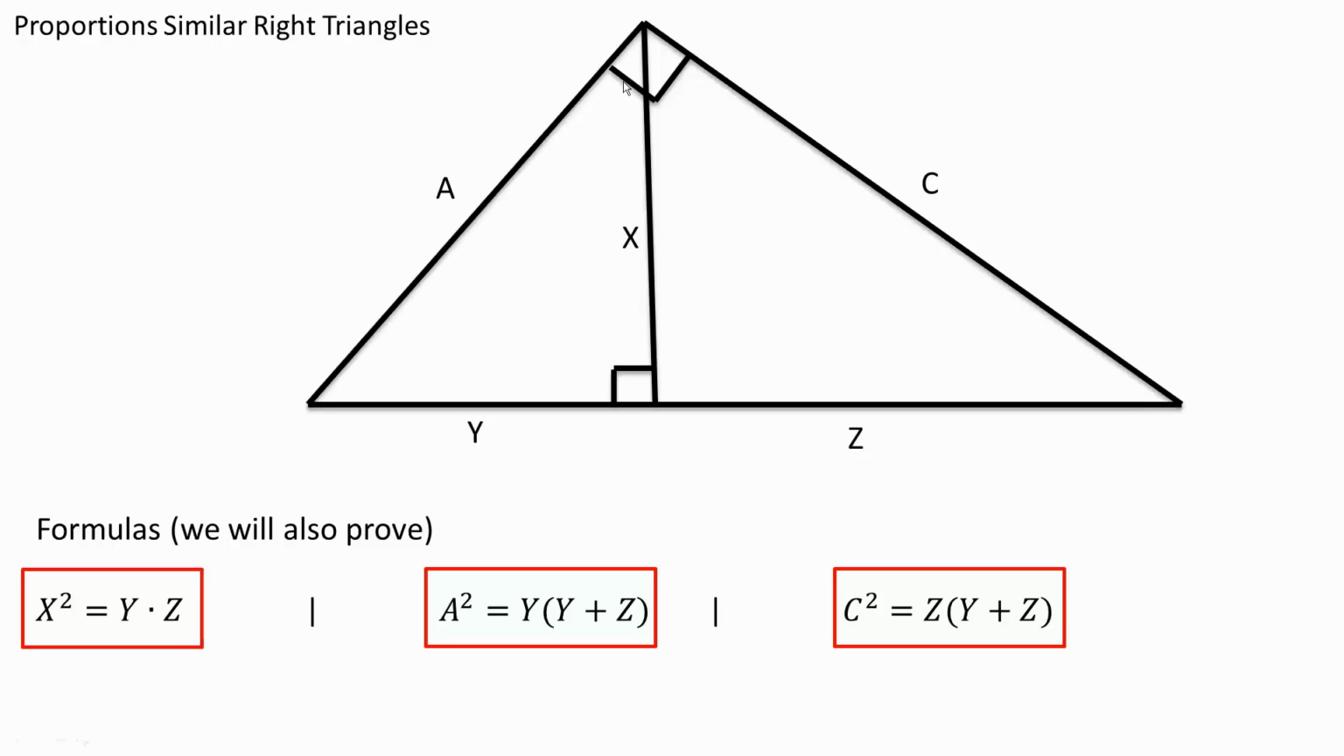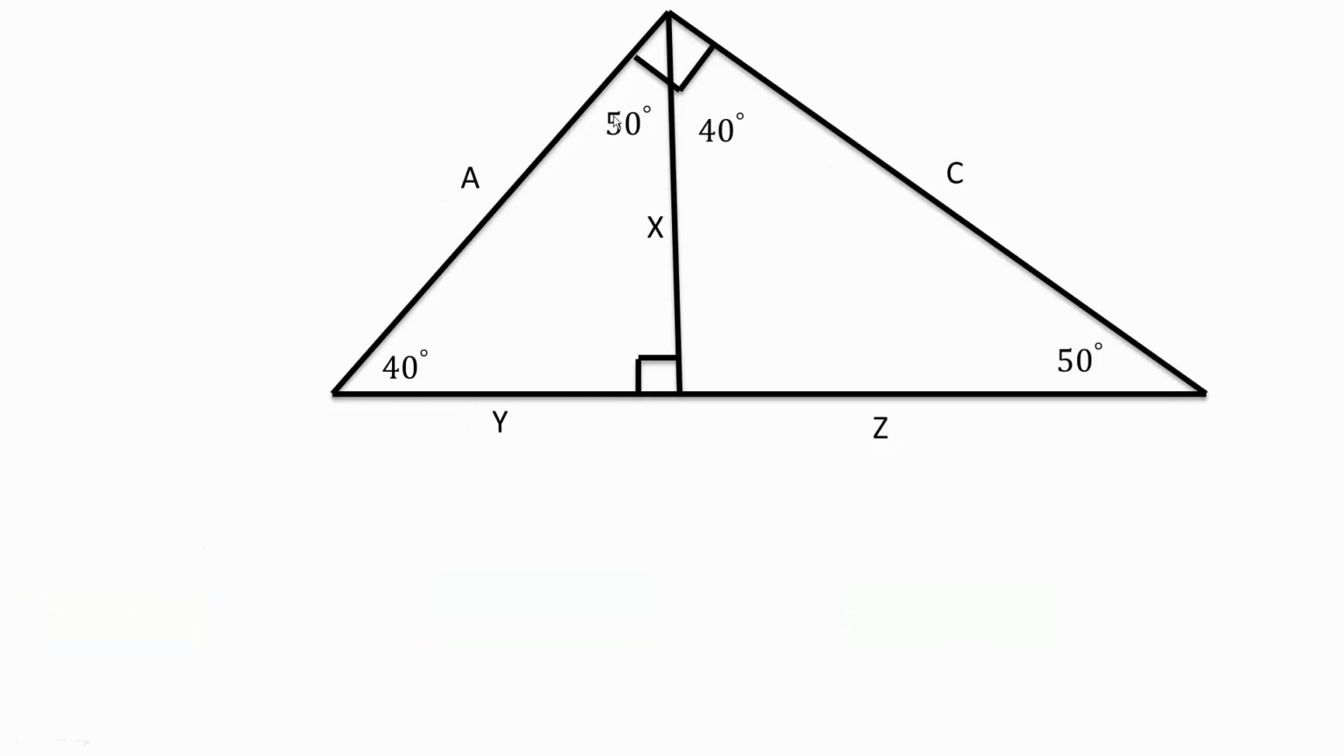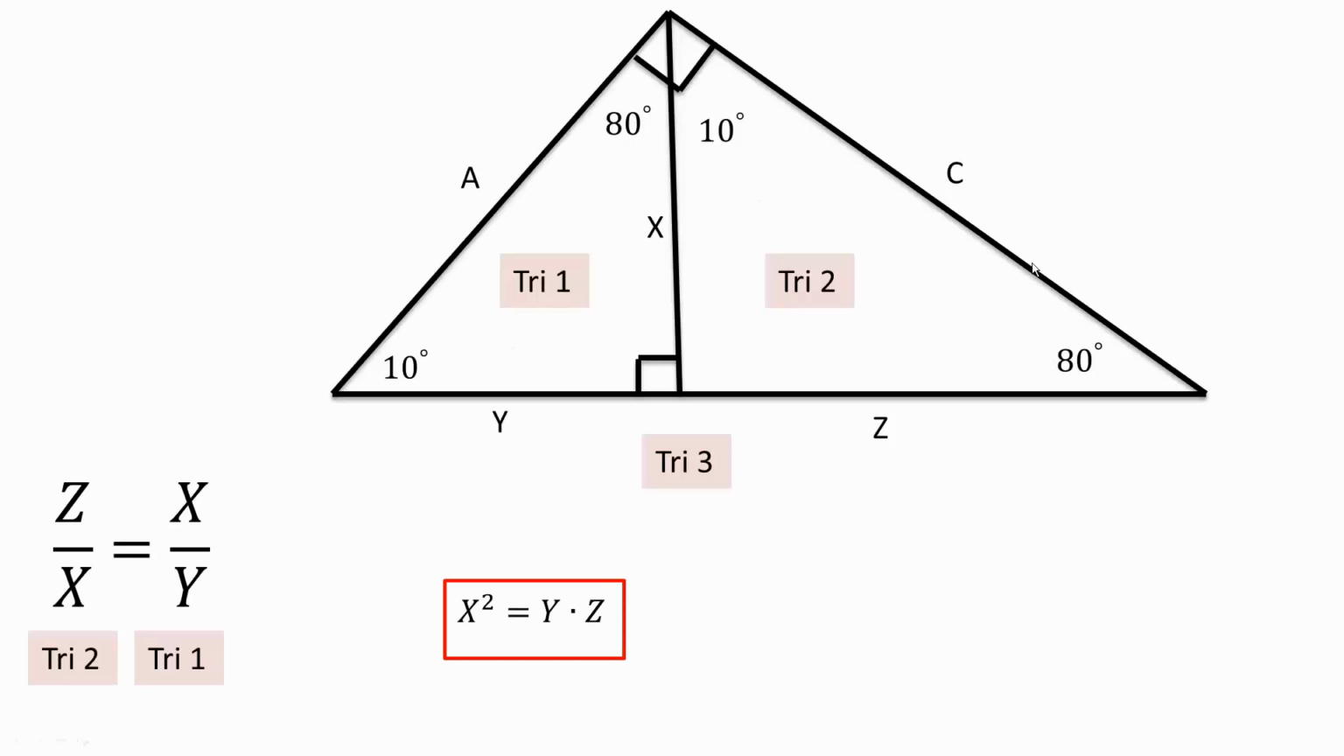And so if I said this was 20, this was 70, then this is also 70, and that means this is also 20. As another example, this could be 50, then this could be 40, then this would have to be 40, and this would have to be 50. Another case, this could be 80, this could be 10, then this would have to be 10, and this would have to be 80. And so now we're going to prove that first equation.